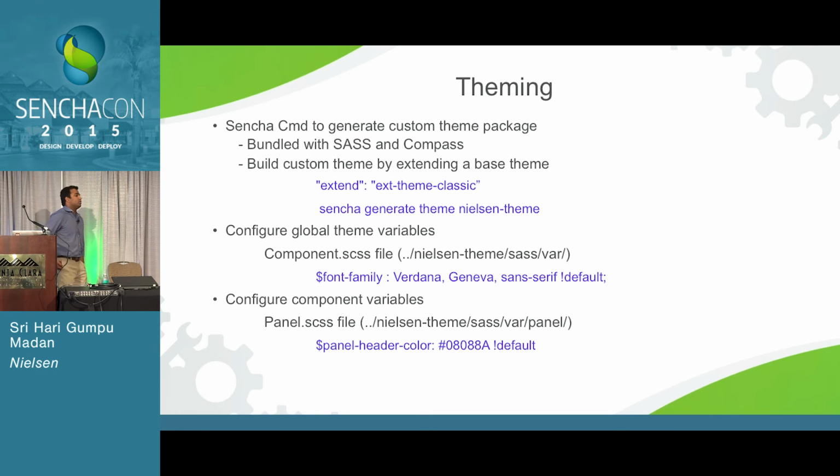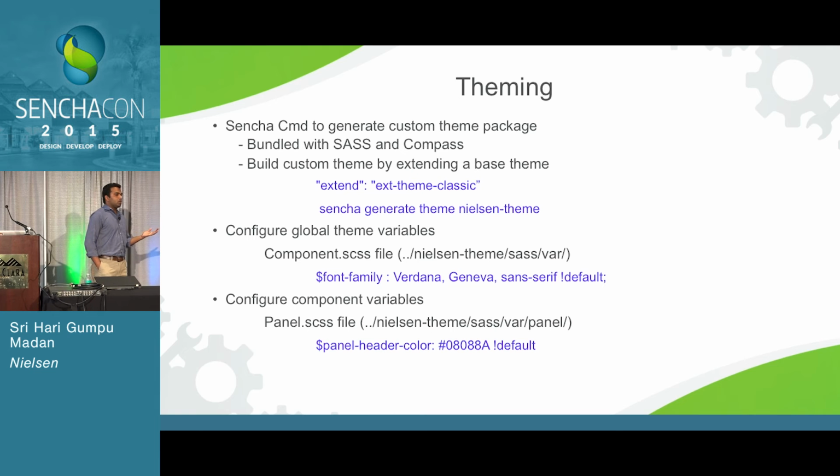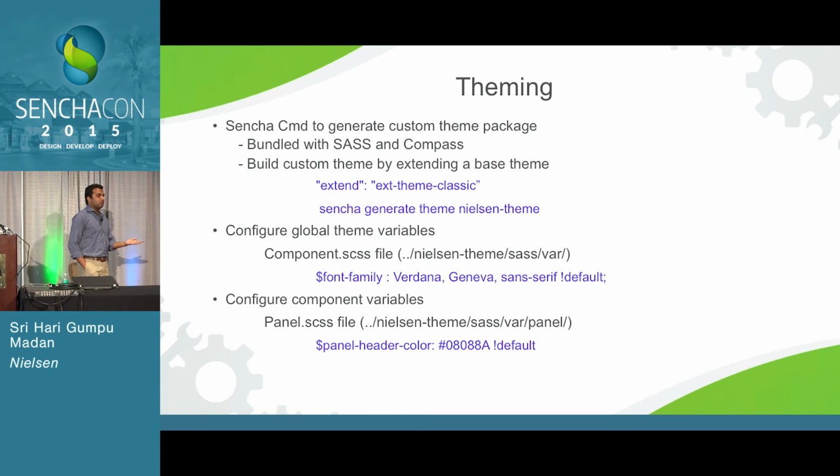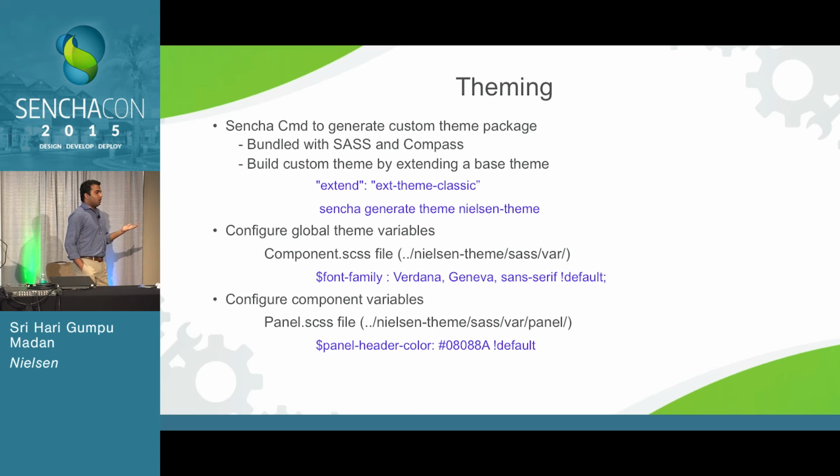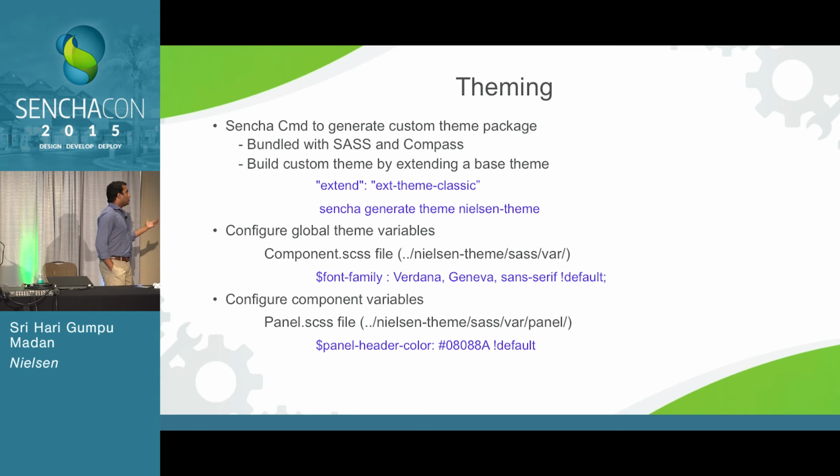So with Ext JS in the morning session, we did have a little bit of an overview of theming. We use Sencha command to build the themes. It's pretty straightforward. You don't have to do the CSS coding anymore to generate the themes. With Sencha command, you can extend one of the Ext JS themes, and you just use a command, Sencha generate, to build your theme. For example, if you want to change your font all over your application, you create a file called component. These are the global variables, which means you change the font family, you just regenerate your theme, and the font is changed everywhere in your application.